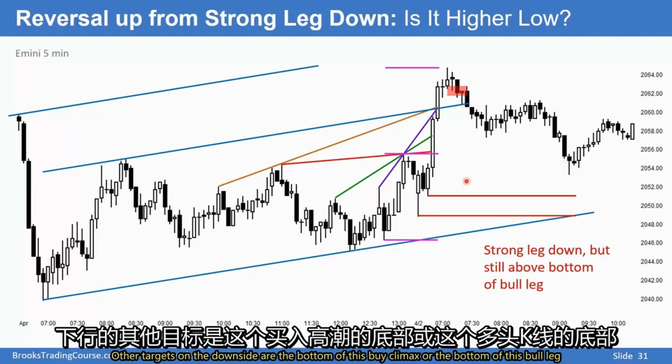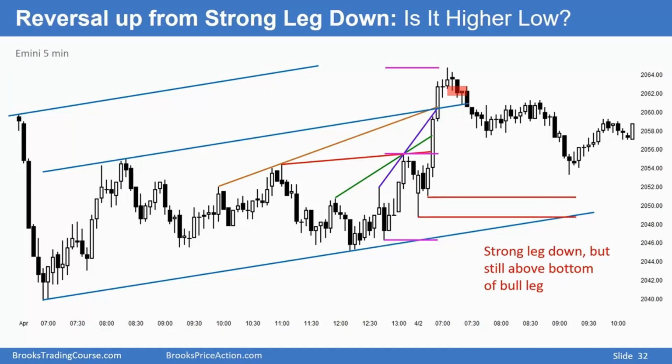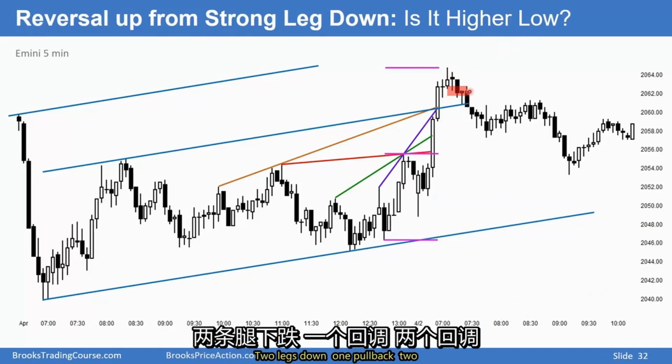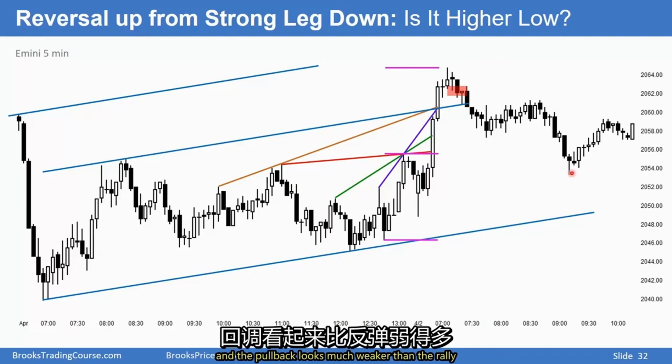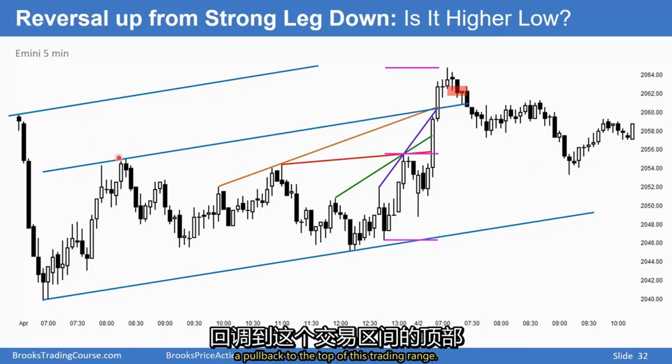Other targets on the downside are the bottom of this buy climax, or the bottom of this bull leg, or even the bottom of the bull leg here. At this point, I think it looks bullish. 2 legs down, 1 pullback, 2. And the pullback looks much weaker than the rally, and we're forming a higher low, and a breakout test, a pullback to the top of this trading range.